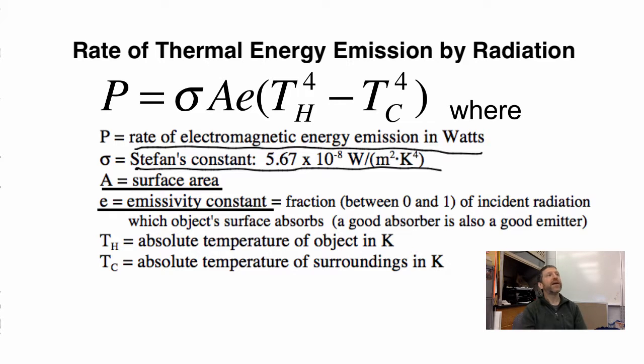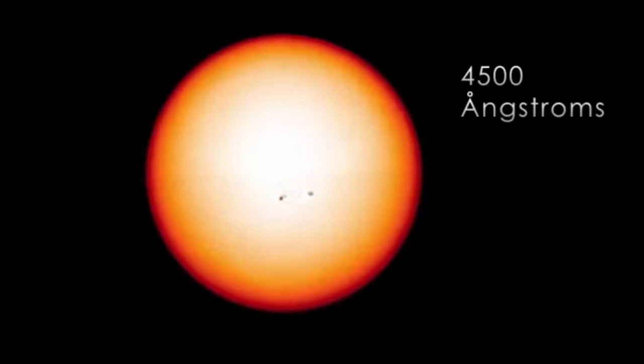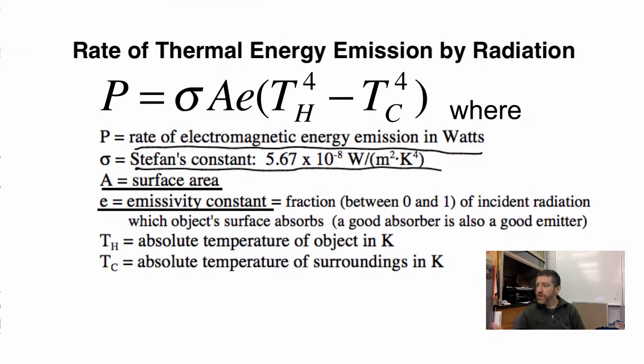What's a black body? If you have a box with a hole in it, shine a flashlight in there, no light comes back out. That's a black body. A black body is not only a perfect absorber of electromagnetic radiation, it's also a perfect emitter of electromagnetic radiation with an emissivity of 1. The sun approximates a black body in this regard. So surface area affects it. The emissivity constant can only be between 0 and 1.